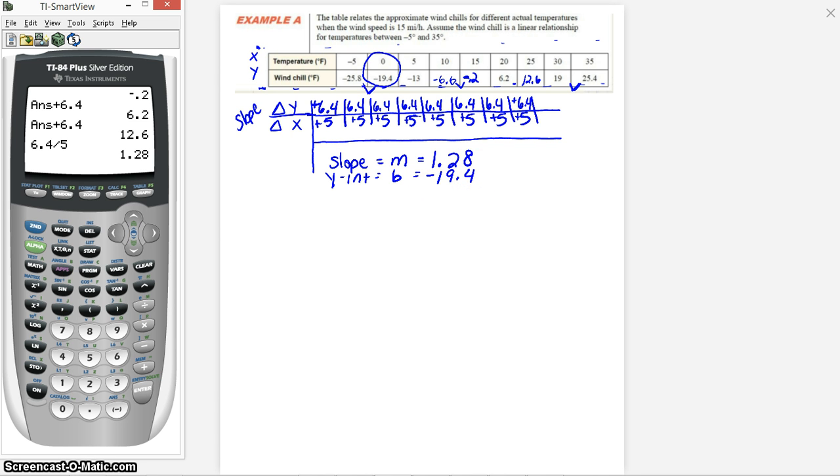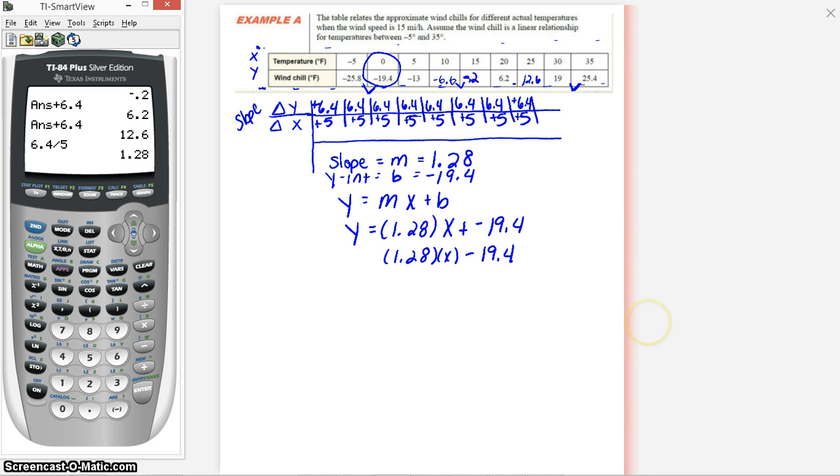So if we substitute this in, because the problem says it's a linear relationship, y equals our slope 1.28, positive, it's getting bigger, both the x and the y values are getting bigger, x, and then plus our y-intercept. You can either say plus negative 19.4, or it could be just minus 19.4. That would be our starting value, correct?